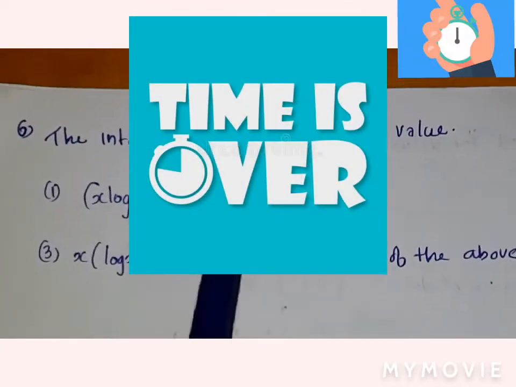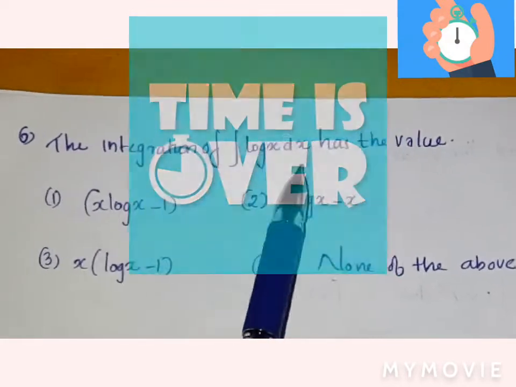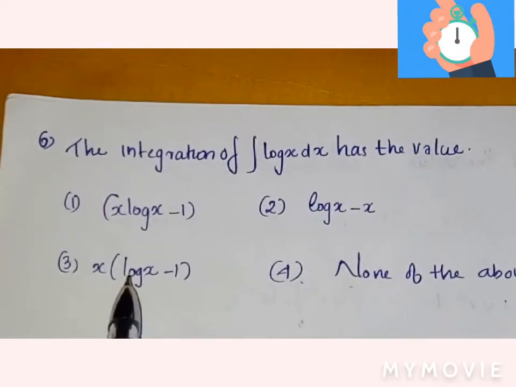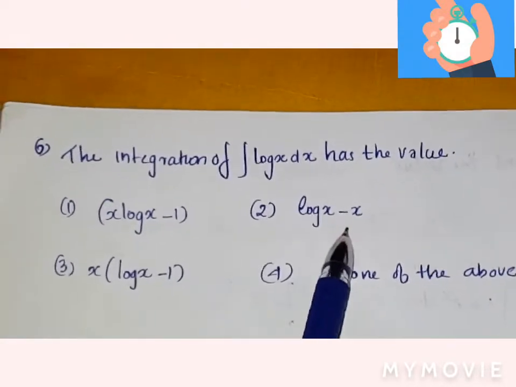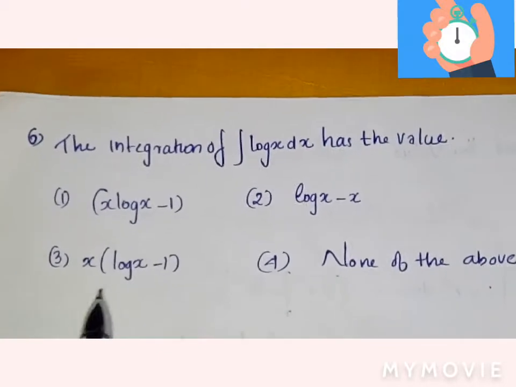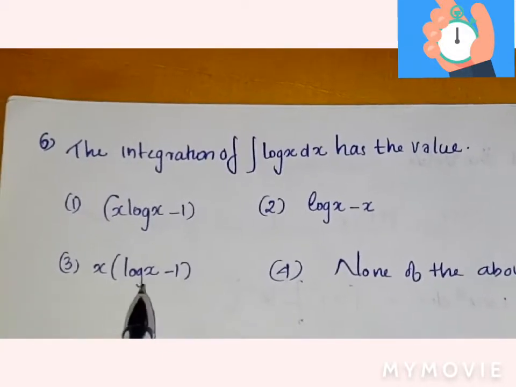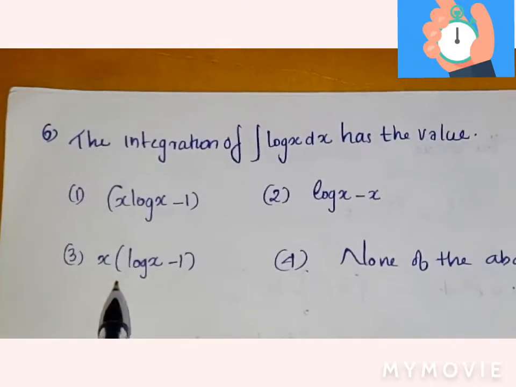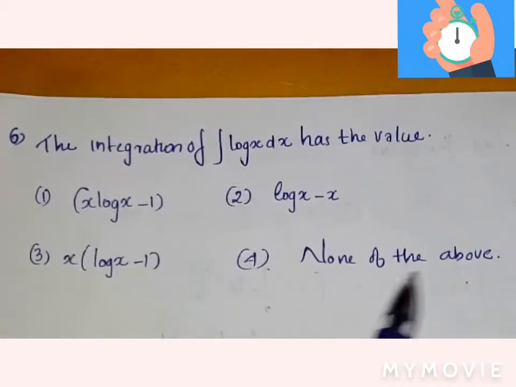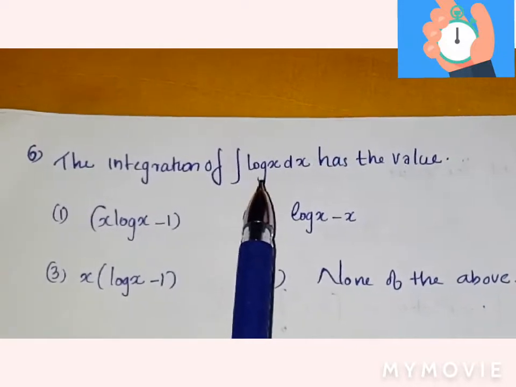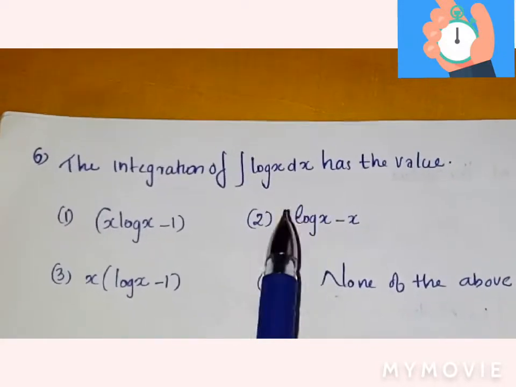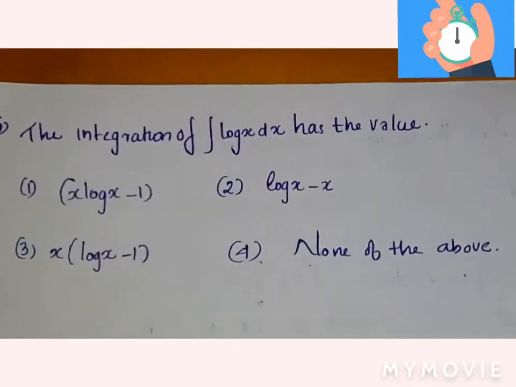Next problem: the integration of integral log x dx has the value. First option x log x minus 1, second log x minus x, third x log x, fourth x into log x minus 1, and none of the above. The question is once more integral log x dx.